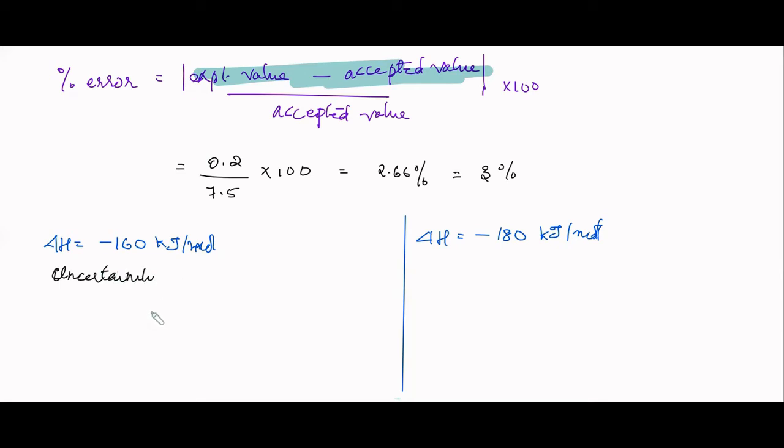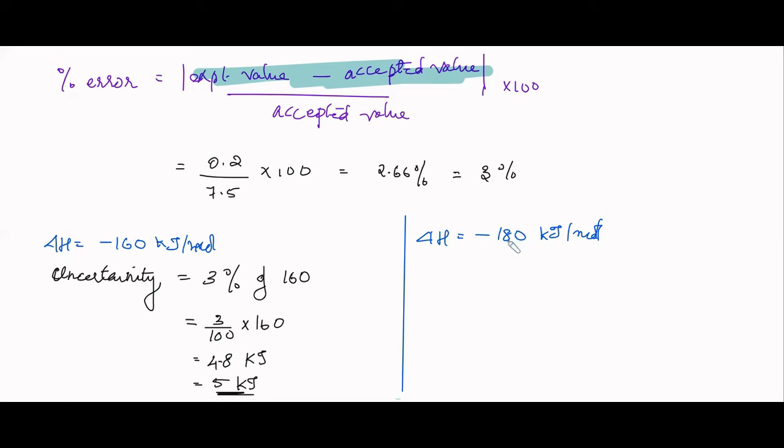Uncertainty is equal to 3% of 160. We do not have to consider the sign. So that will be 3% of 160, which is 3 over 100 times 160. This gives me 4.8 kilojoules, which I can round off to 5 kilojoules.